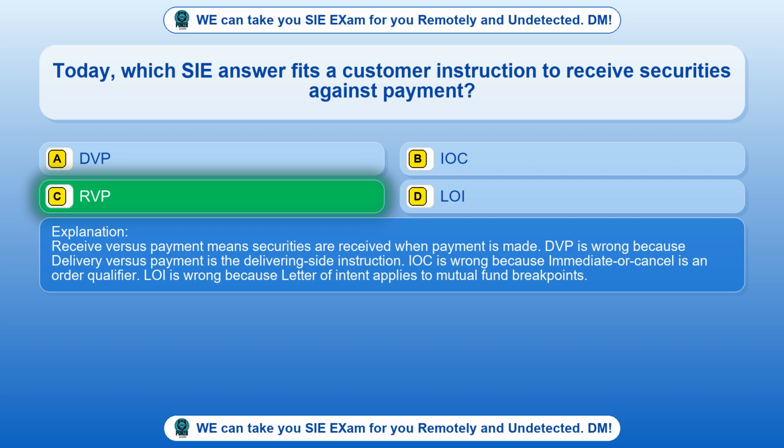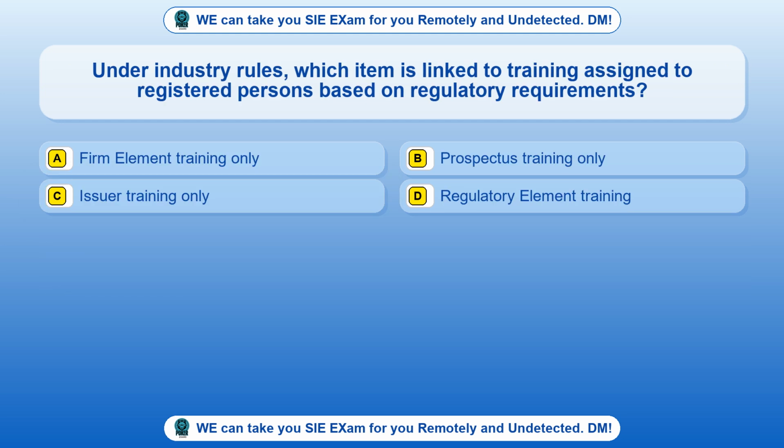LOI is wrong because letter of intent applies to mutual fund breakpoints. Question 84. Under industry rules, which item is linked to training assigned to registered persons based on regulatory requirements?